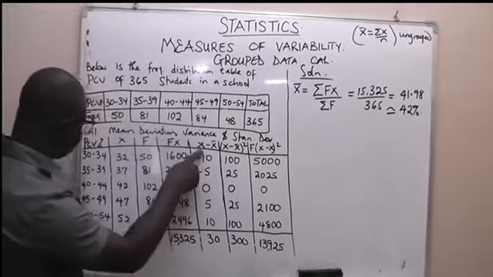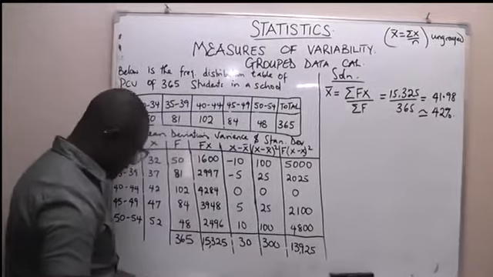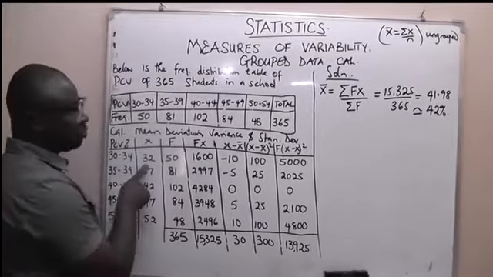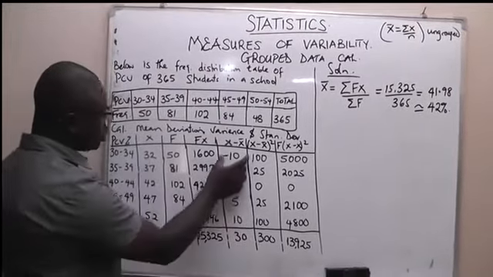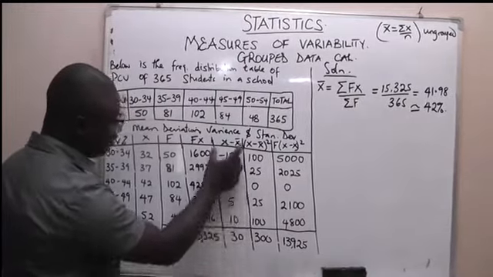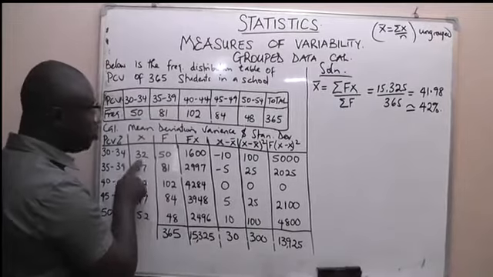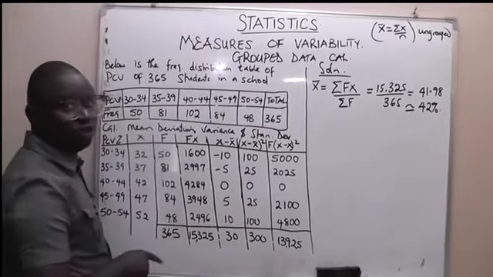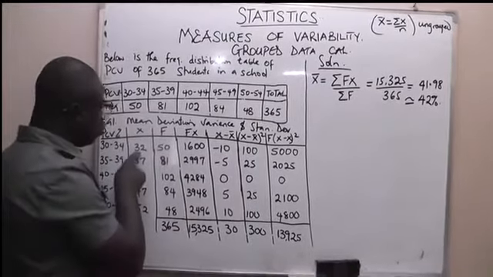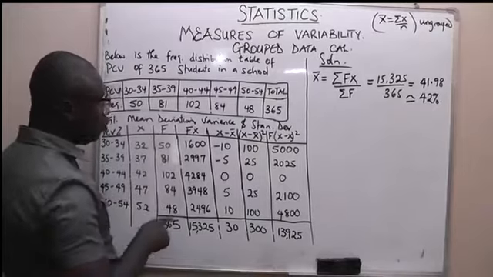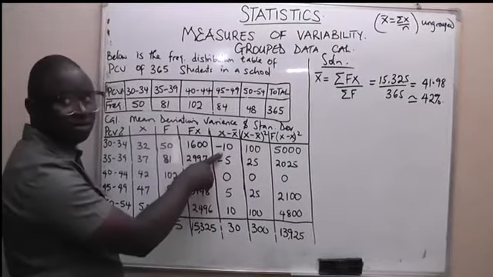Our x here is 32. You see 32? Now, this column is meant for what? Mean deviation. So our x here is 32, so 32 minus our mean, which is 42. So 32 minus 42 will give you minus 10.